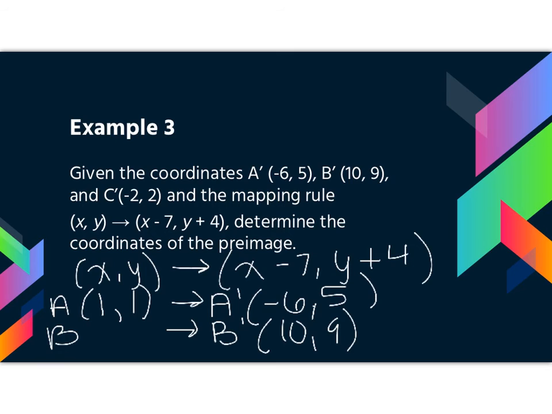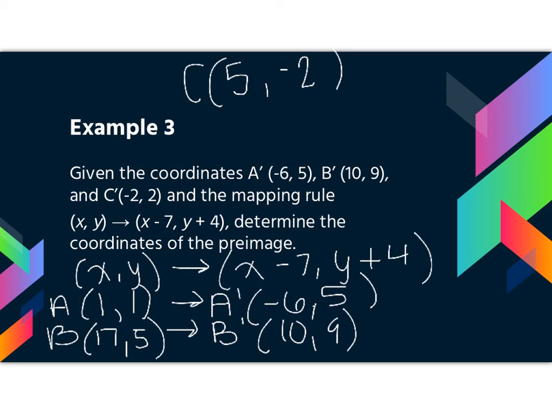Using similar logic, we can find our coordinates for B. So what minus 7 gives us 10? That has to be 17, because 17 minus 7 is 10. And what plus 4 gives us 9? Well, that would be 5. So B must have been at 17, 5. And now we just have to find the coordinates for C. So we have something minus 7 gives us negative 2. And 5 minus 7 gives us negative 2, so C must start at 5. And then something plus 4 gives us 2, so negative 2 plus 4 gives us 2. So those are our coordinates for A, B, and C.